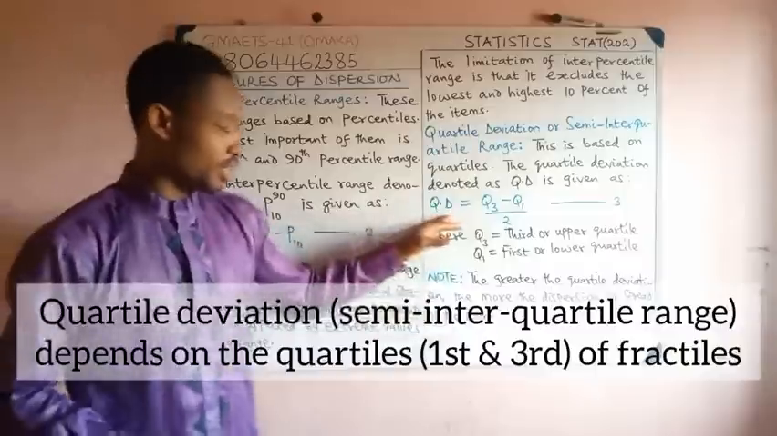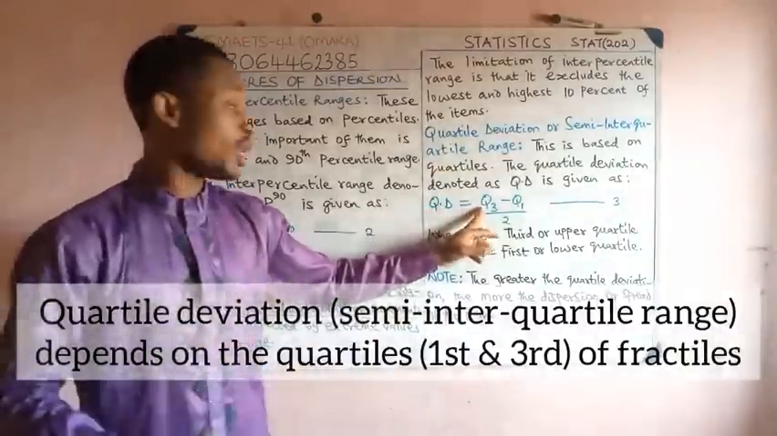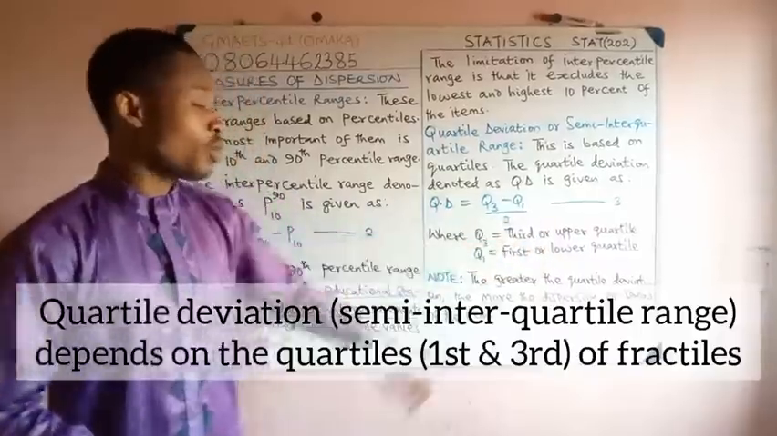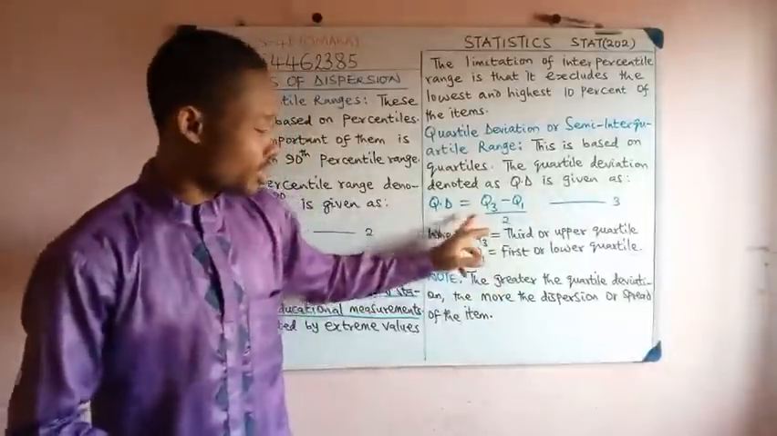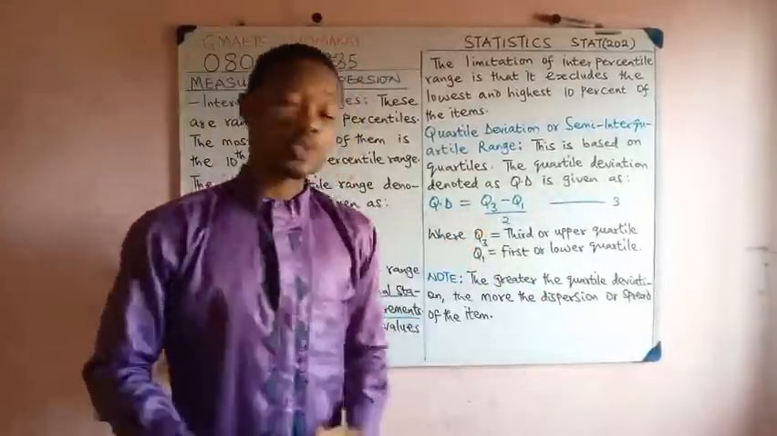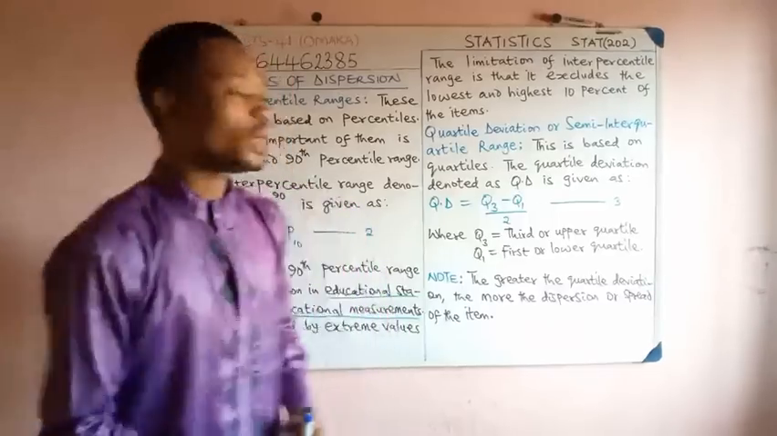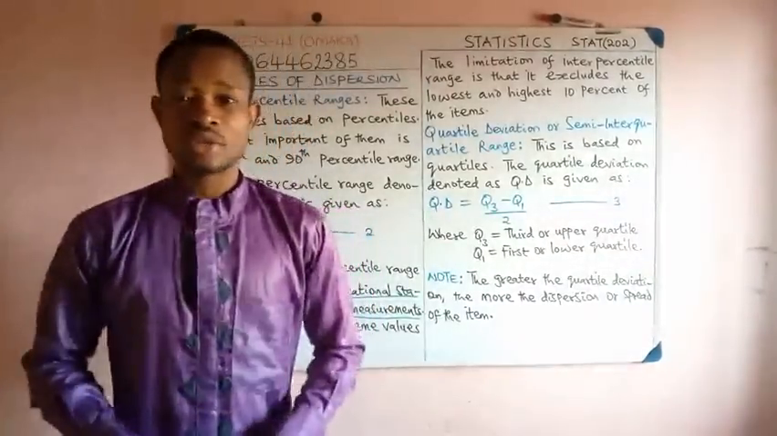We have the formula here that quartile deviation is equal to Q3, which is the third or upper quartile, minus Q1, which is the first or lower quartile, divided by what? 2. Now, the greater the quartile deviation, the greater the value you obtain here, the more the dispersion or spread of the items. Well, interestingly, this quartile deviation also has its own limitation, alright?